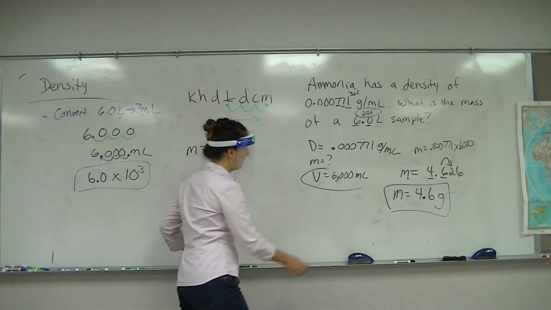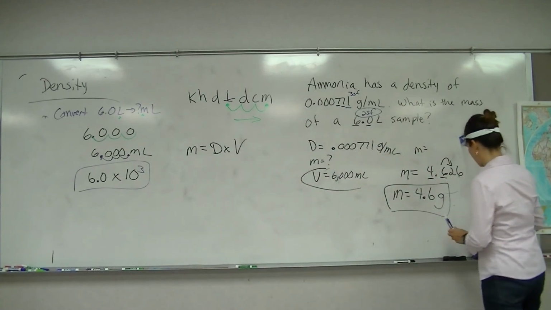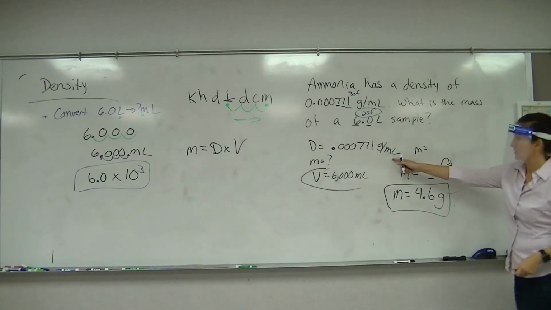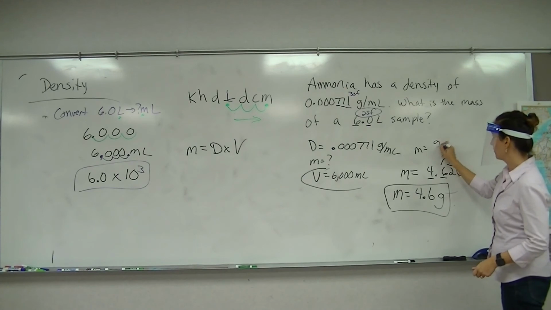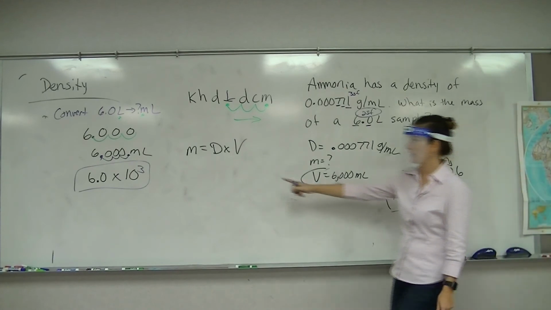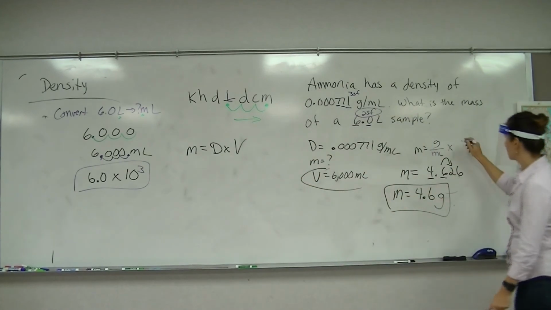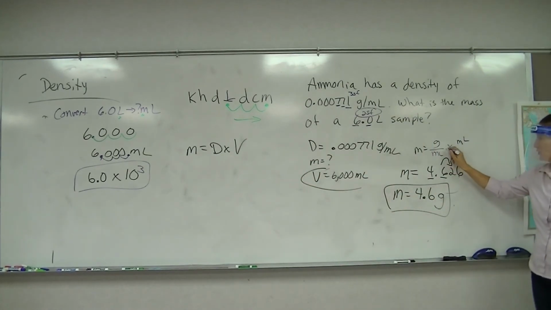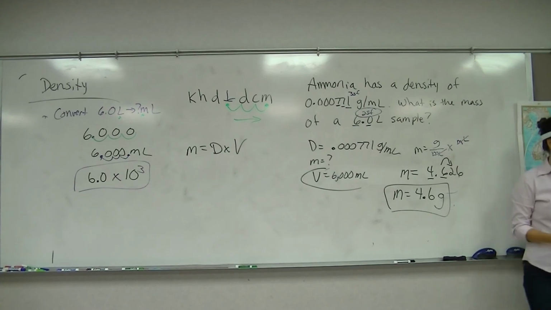And that's what we did here, because we had, I'm just going to write the units, the density in grams over milliliters, and we multiplied that by the volume, right? Density times volume, which was in milliliters. So we were just looking to cancel out the milliliters so that we had grams left. And that's all we did.